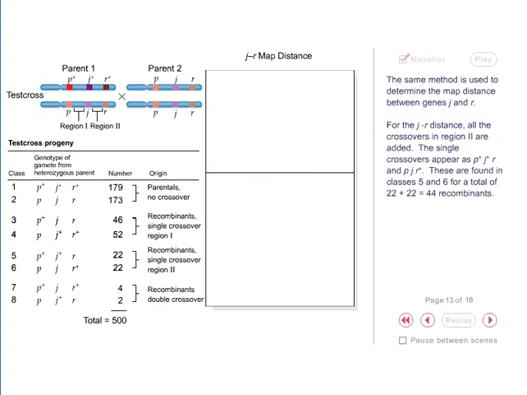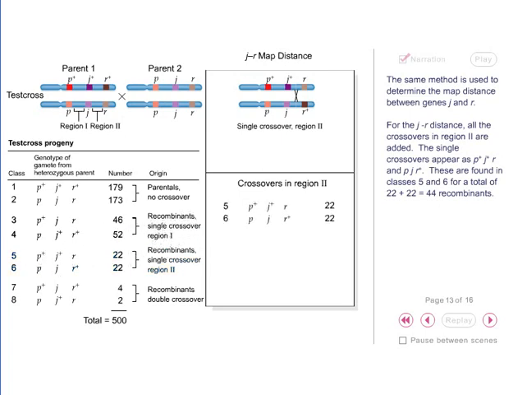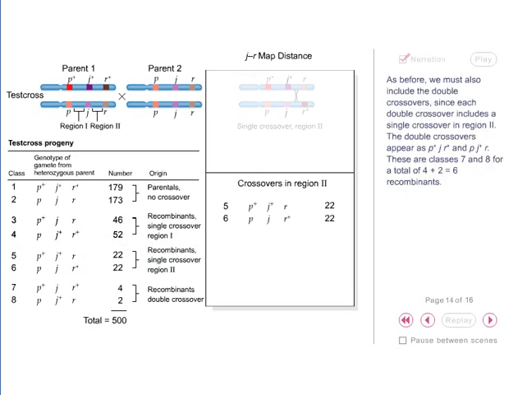For the J to R distance, all the crossovers in region 2 are added. The single crossovers appear as P+ J+ R and P J R+. These are found in classes 5 and 6 for a total of 22 plus 22 equals 44 recombinants. As before, we must also include the double crossovers, since each double crossover includes a single crossover in region 2. The double crossovers appear as P+ J R+ and P J+ R. These are classes 7 and 8 for a total of 4 plus 2 equals 6 recombinants.